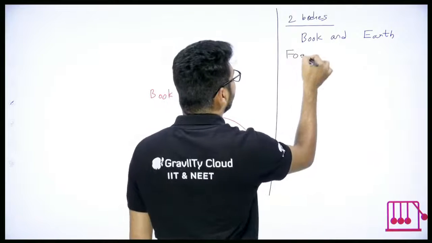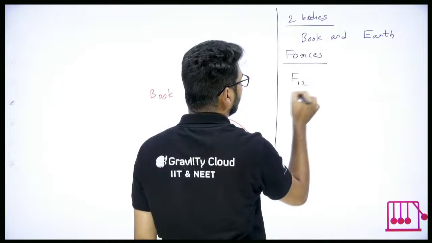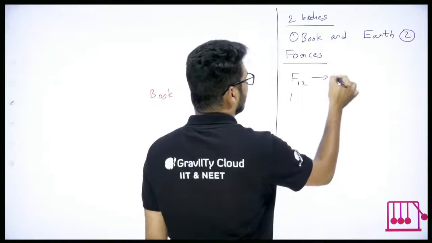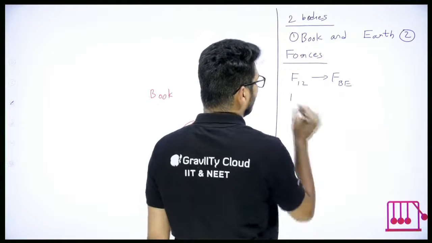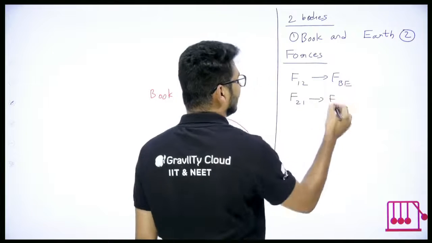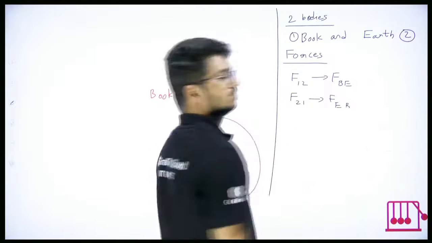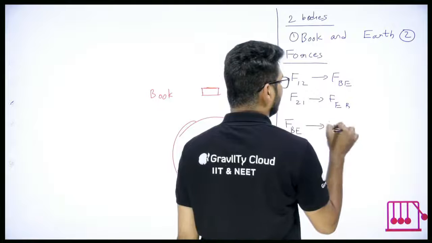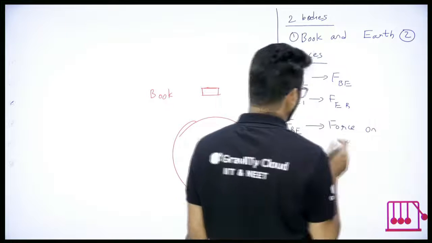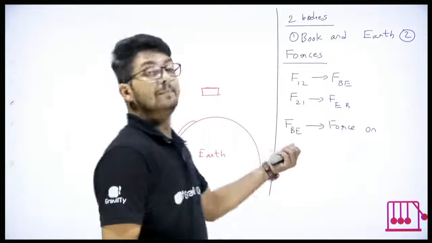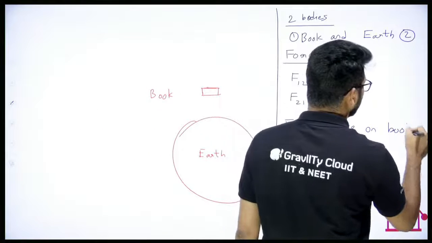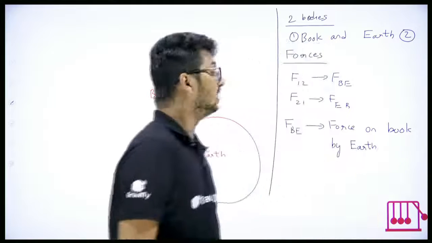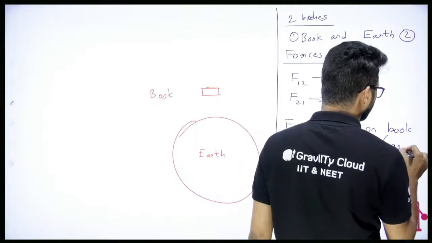Then the second step is the forces. F12 and F21, right? So I can say F12, I can say book is 1, earth is 2. So force on book by earth. And F21, I can say 2 is earth and 1 is book. That means FBE, if I write it down, it is force on, first comes on, second comes by, B for book, force on book by earth. And which force does earth apply? This will be gravitational force.